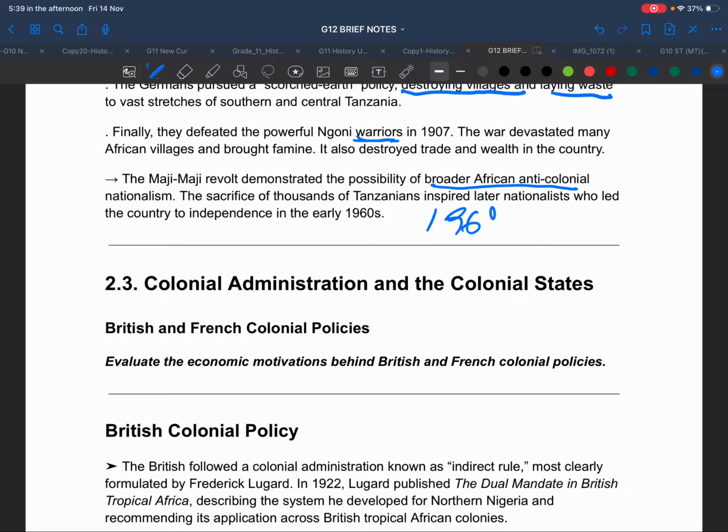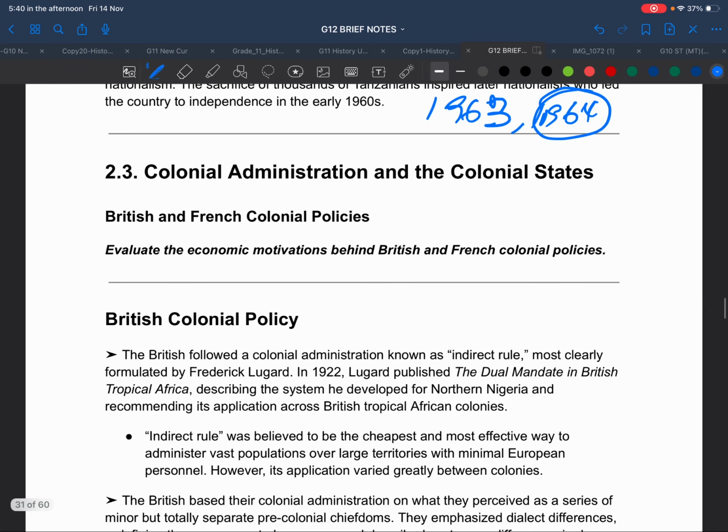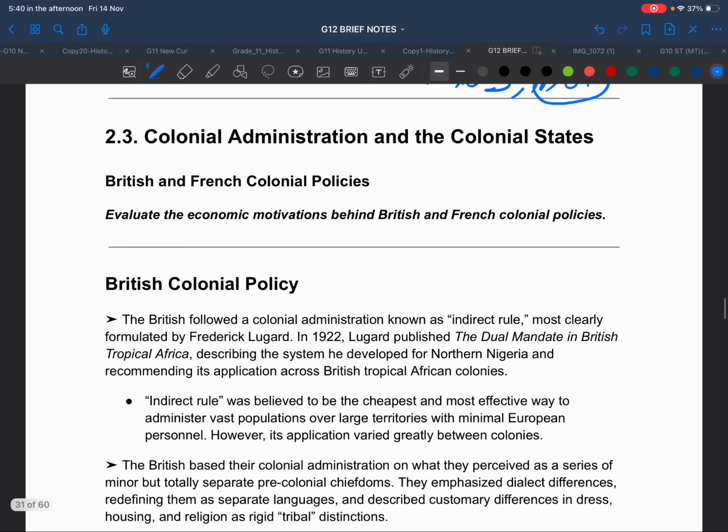Zanzibar got its independence first, in 1963, and mainland Tanganyika in 1964. In 1964 the two unified and became independent Tanzania under Julius Nyerere. It is very vast, so let me stop here and we'll continue with the next part.